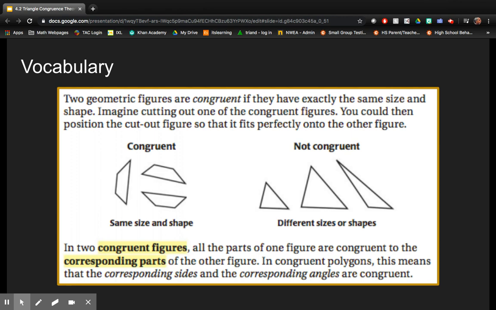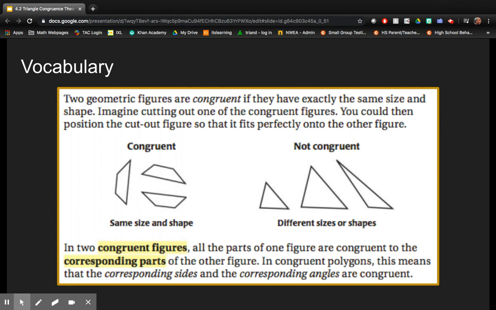Imagine cutting out one of the congruent figures. You could then position the cutout figure so that it fits perfectly onto the other figure. Notice the not congruent triangles. You could not place one triangle on top of the other to show that they're the exact same figure.